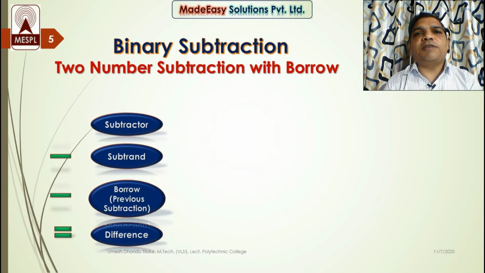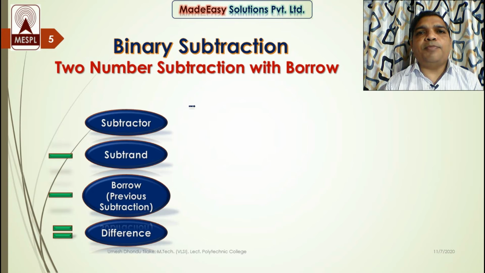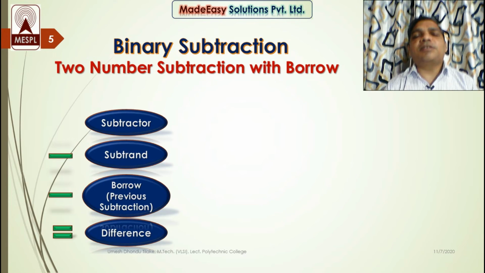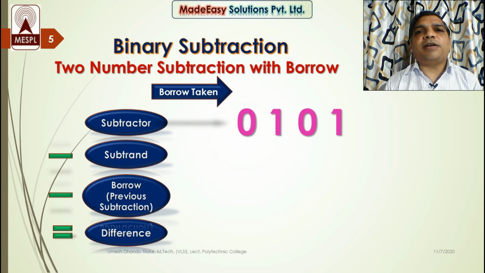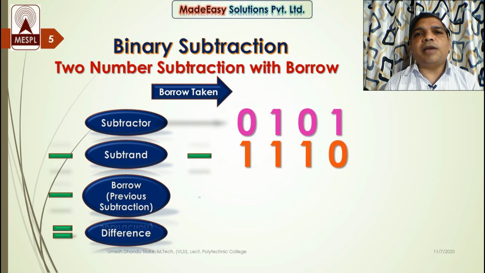So first arrange the equation in a vertical manner and put the borrow above the bits which require it. And now consider any subtractor and subtrahend such that the subtrahend is larger than the subtractor. Now for cross verification we will consider the same numbers, that is 1110 and 0101. But here we will consider 0101 as the subtractor, which will subtract 1110. I will also subtract the borrow given to the previous subtraction, and it will give me the final result.